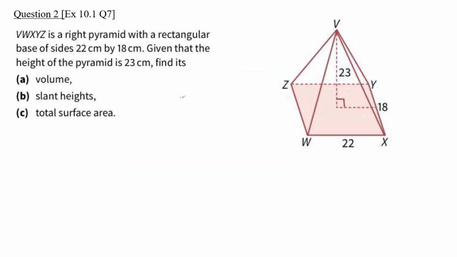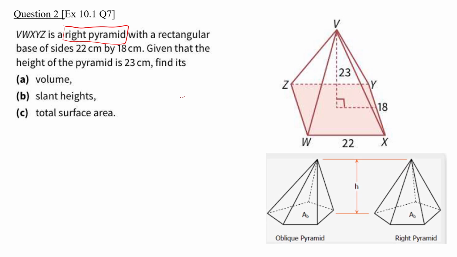Let's look at the next question. In this question, we're given a right pyramid with a rectangular base. Some of you may be wondering what is the meaning of a right pyramid. What is not a right pyramid? Not a right pyramid is called an oblique pyramid. So what's the difference between oblique and right? If you look at the vertex point, this is called the vertex point. It's the sharp point there.